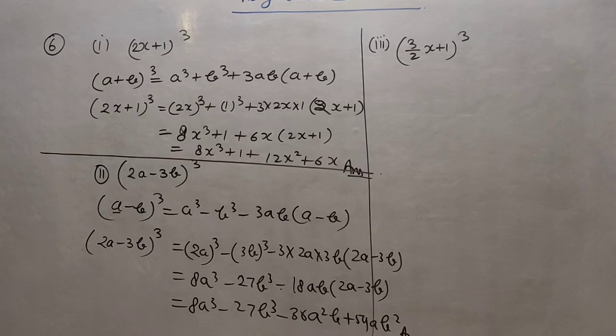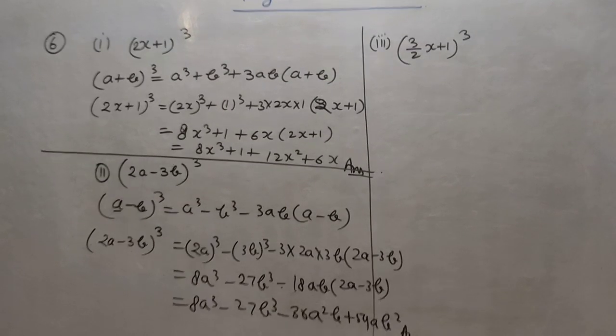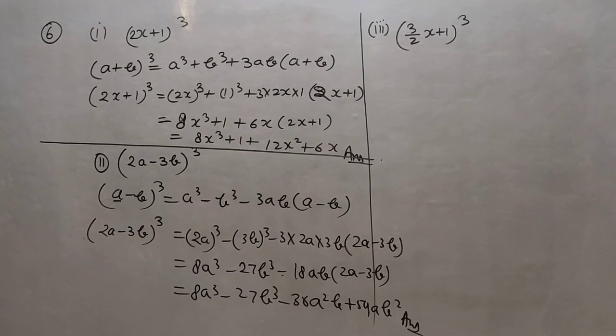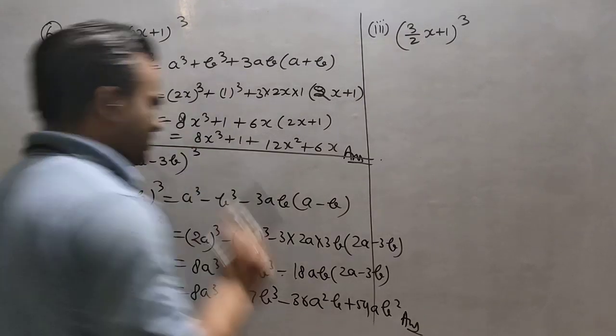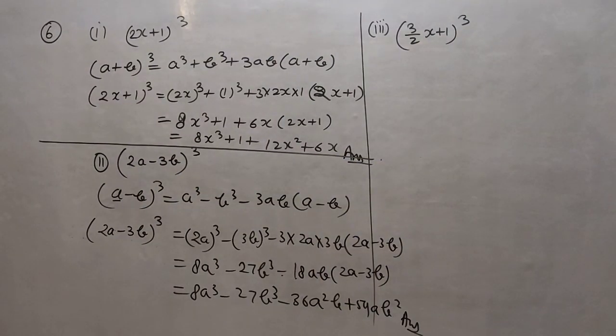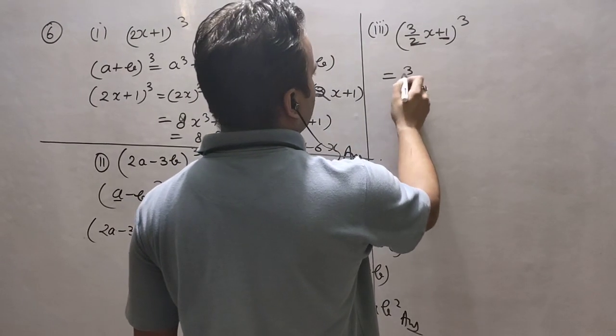I think after selecting the identity and after putting the values of a and b, only the calculation part remains. Otherwise there is nothing, there is no chance for any mistake if the identity is correct and you are doing the calculations correctly, right? Now again, this will work as a, this will work as b. I think you can do it.